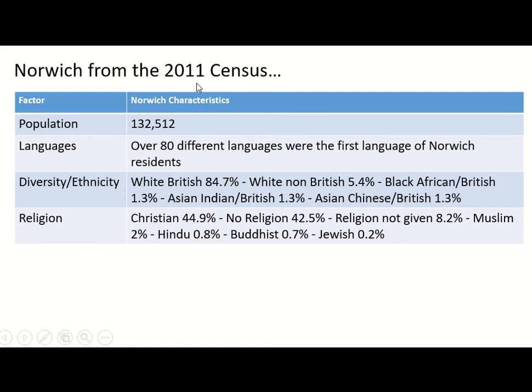In this census, the 2011 census, it's officially the least religious city in the UK. I saw that stat somewhere. So actually, everywhere else has a higher proportion of people that class themselves as religious. 42.5% of people that live in Norwich say they have no religion whatsoever. They're atheists. Christians are the largest proportion, again very traditional for most UK cities, at 44.9%.